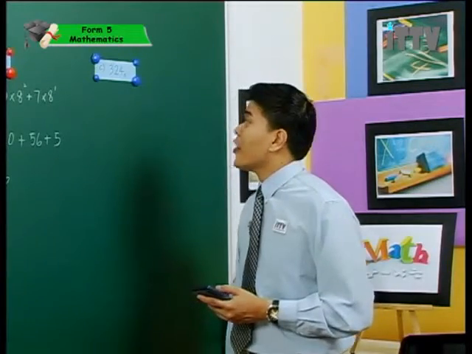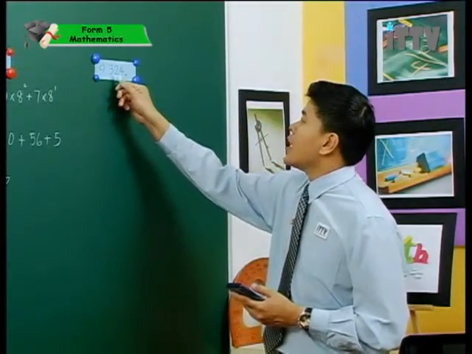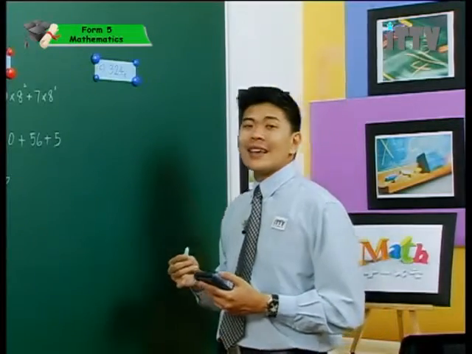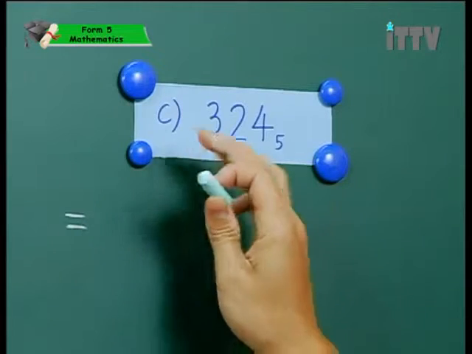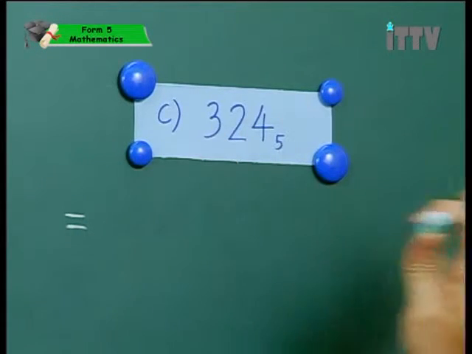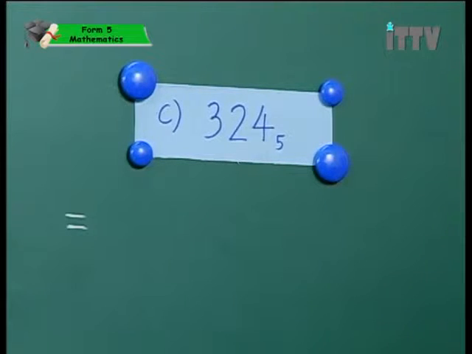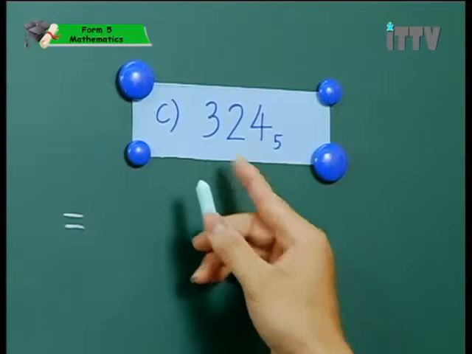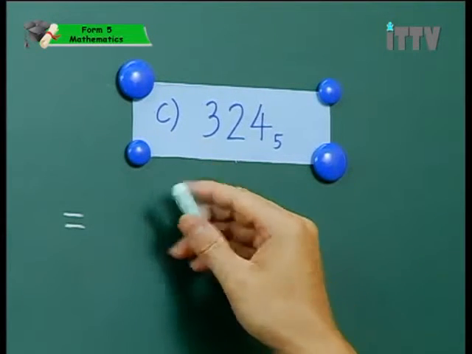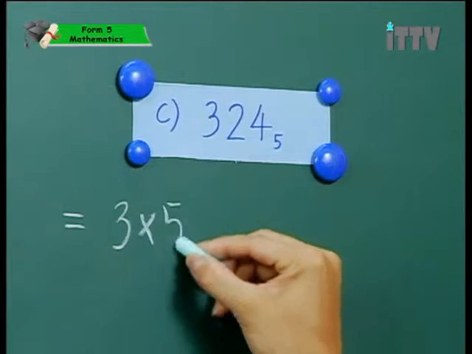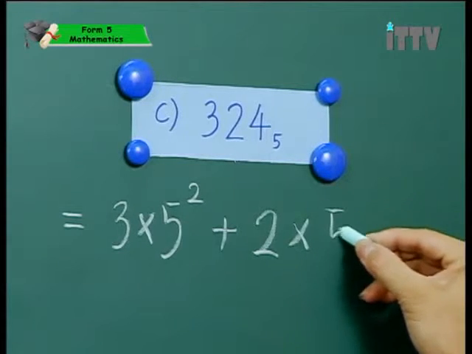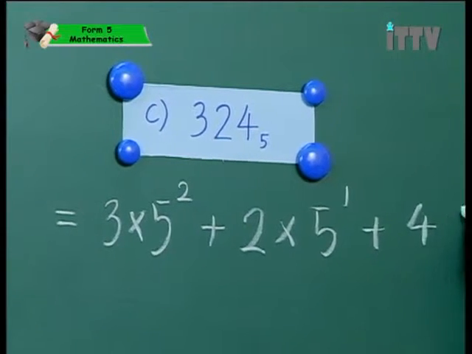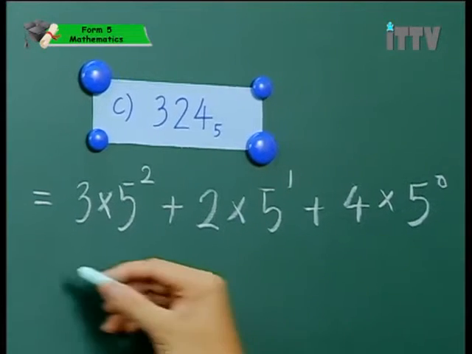Now for a number in base 5. 324 in base 5. What is the number in base 10? We have to convert it. Same step. Let us write it in expanded notation. Expanded notation means don't forget writing the number as the sum of the products of every digit and its place value. So 3 multiplied by 5 squared, plus 2 multiplied by 5 to the power of 1, plus 4 multiplied by 5 to the power of 0.